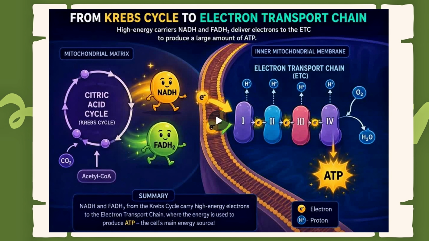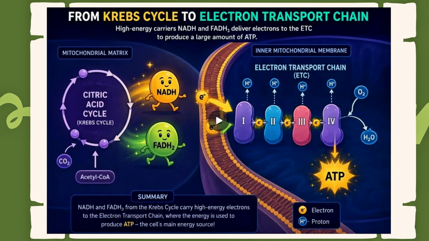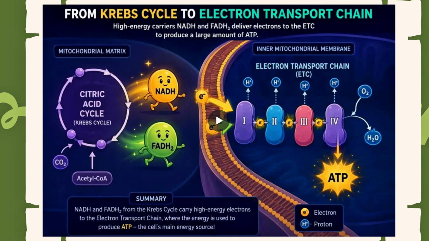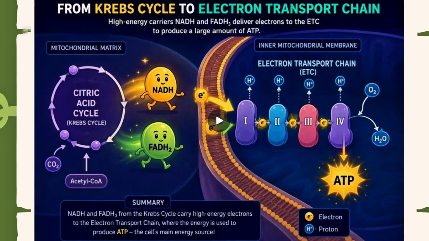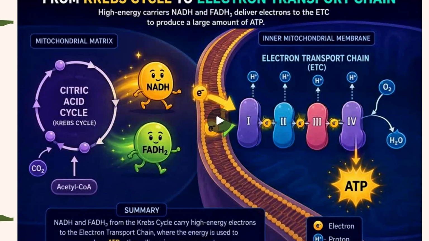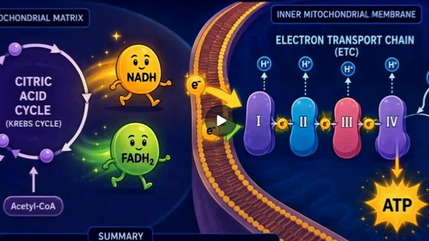During the Krebs cycle, high-energy electron carriers called NADH and FADH2 are produced. These molecules carry electrons to the electron transport chain, which is located in the inner membrane of the mitochondria.